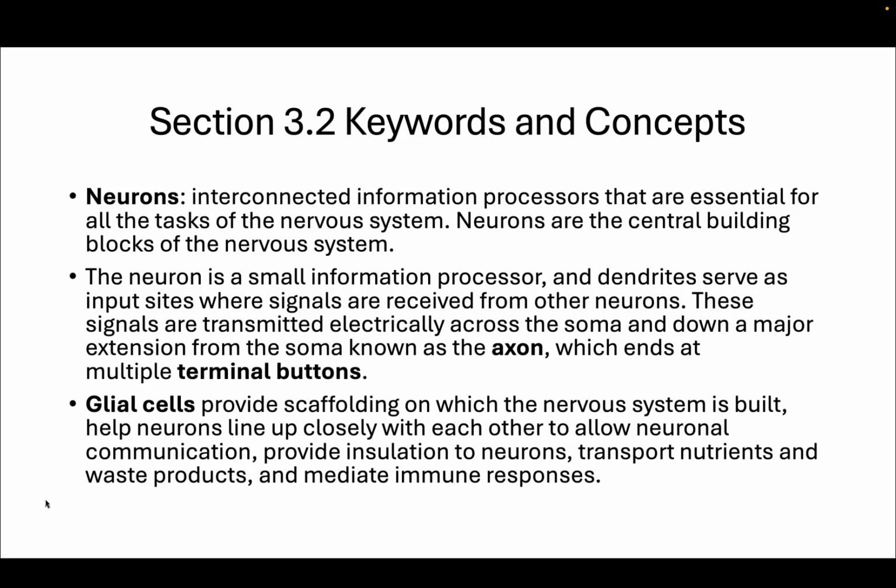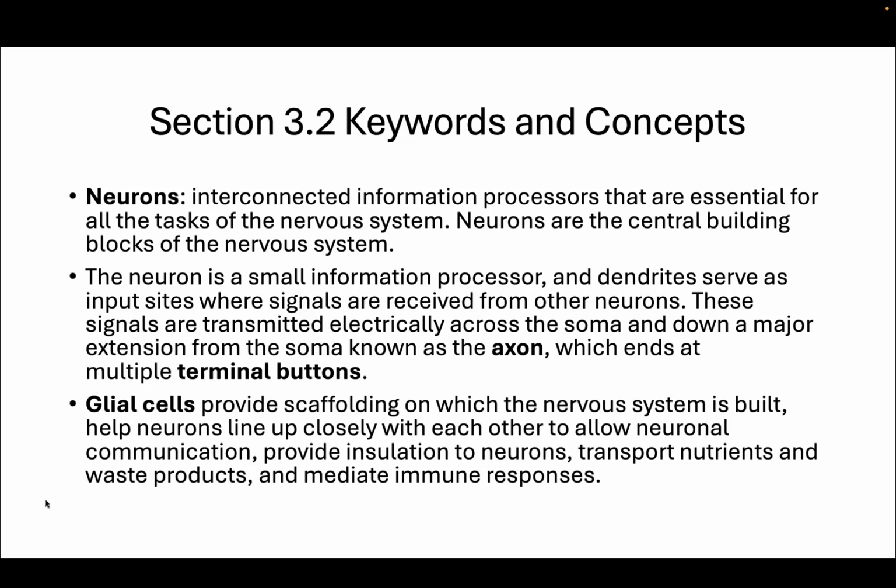So we're starting with neurons, right? These are our information processors. Our brains are giant computers, guys, that are essential for all the tasks of the nervous system. They're the central building blocks of the nervous system. And it is a small information processor. It's a tiny little biological computer.